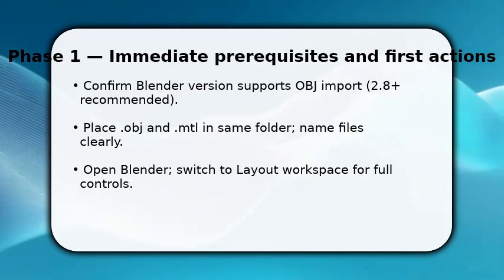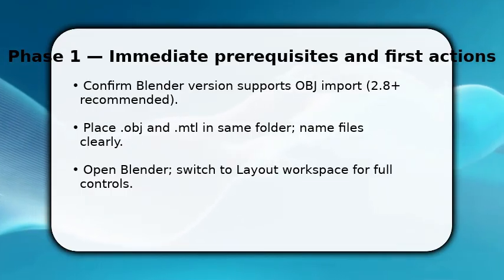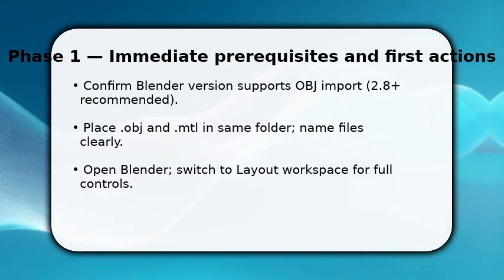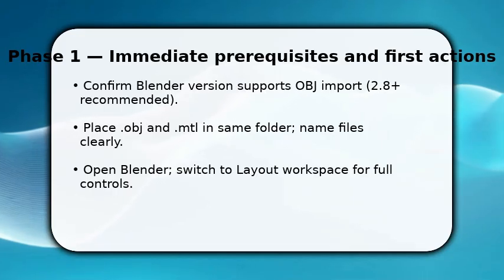You start by preparing the files in Blender. This saves time. Make sure the OBJ and its MTL are together in one folder. That preserves material links. Open Blender and use the default scene or delete objects you do not need.